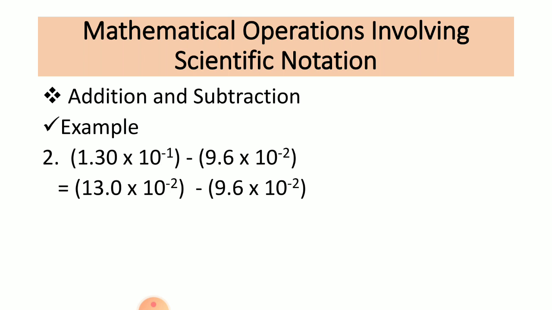Then, subtract the numbers. So that is 13.0 minus 9.6. That is 3.4. Then, copy the exponential number that is times 10 raised to negative 2.